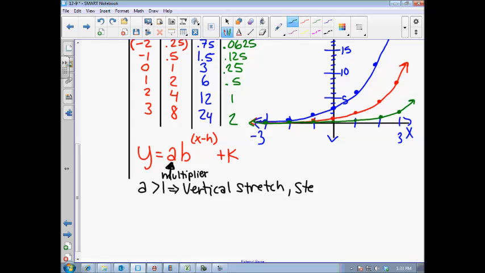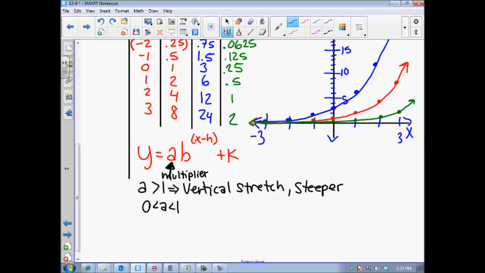It's getting steeper. That's when A is greater than 1. It could be 1.25 and it still gets steeper. If A is a fraction, fractions are between 0 and 1.